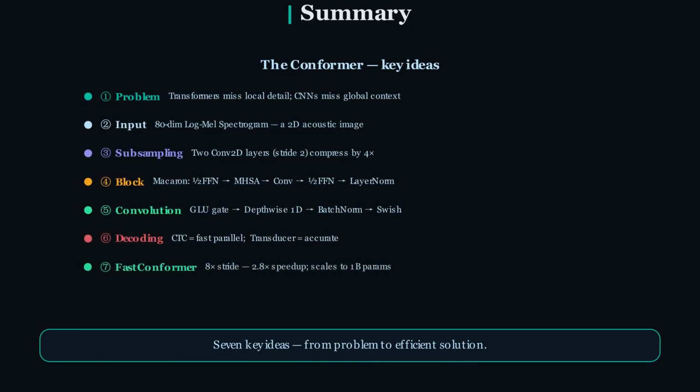Let us recap. The conformer was designed because transformers miss local acoustic detail and CNNs miss global context. The input is an 80-dimensional Log-Mel spectrogram. A subsampling front end compresses the sequence by 4. The conformer block is a macaron sandwich. Half feed forward, self-attention, convolution, half feed forward. Inside the convolution module, a GLU gate controls information flow, followed by depth-wise convolution, batch norm, and swish. Decoding is either fast with CTC, or accurate with the transducer. Fast conformer pushes efficiency further with 8 times subsampling.